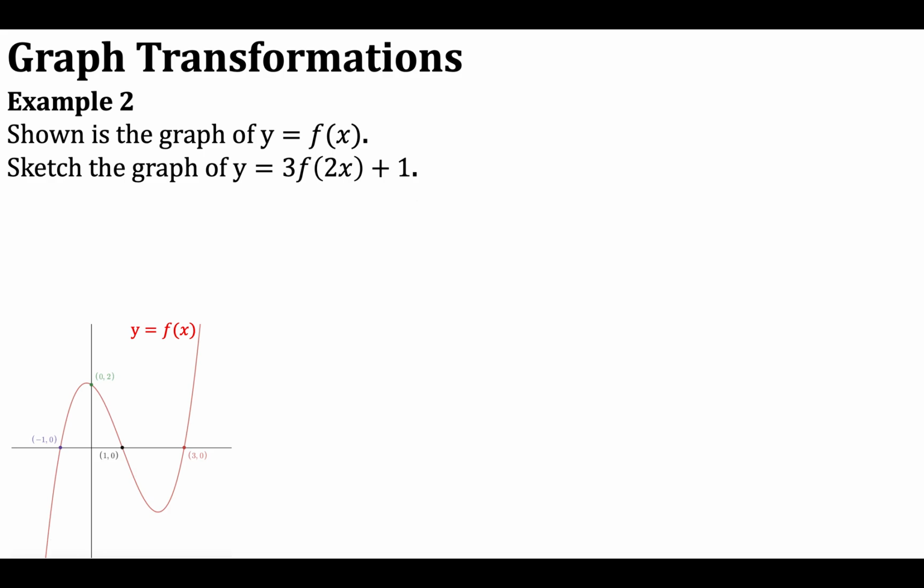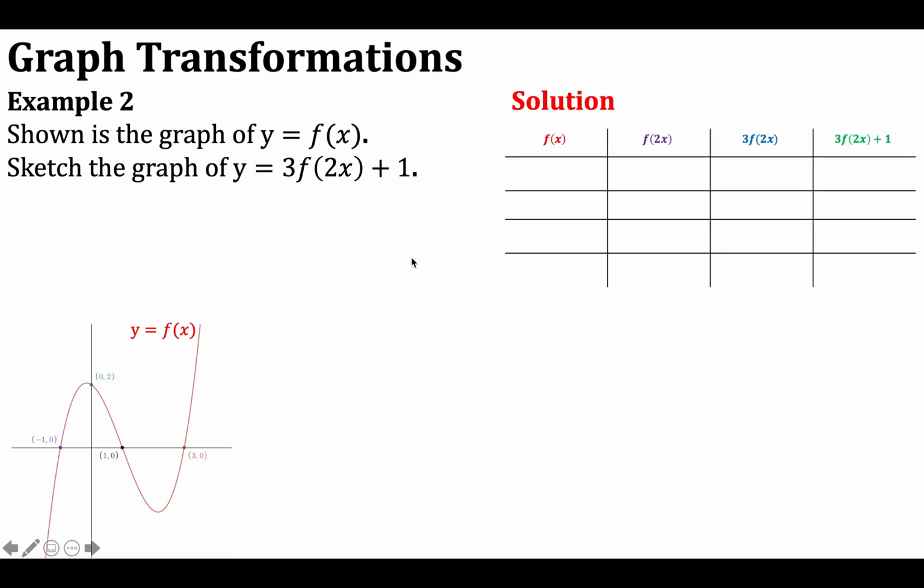Like I said in the last example, there's an order that we do things in. We look at the brackets first, we then look at multiplication and division, and then we look at addition and subtraction. So I'm going to use my table of points. My brackets first, that's f of 2x. Then multiplication and division, that's multiplying by my 3. And then addition and subtraction, so adding my 1 here. So you can see all the different stages I'm going through. If we look back at the original graph, y equals f of x, I have 4 points: negative 1, 0; 0, 2; 1, 0; and 3, 0.